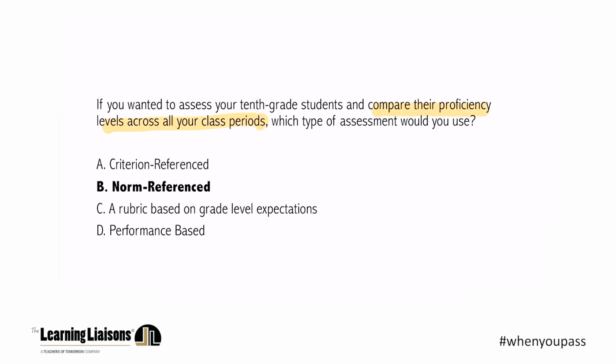When you are giving an assessment where you are comparing proficiency levels across the class, this would be true for kindergarten, first, second, third, fourth. When you are comparing proficiency across a grade level, across a class, then we are looking for what is quote unquote normal, norm-referenced. So this would be true for any grade level. Norm-referenced is the answer here.